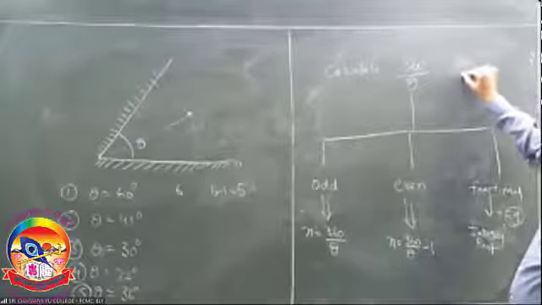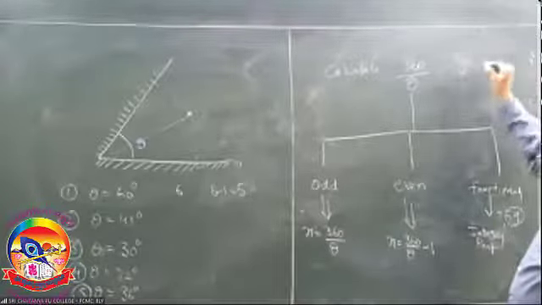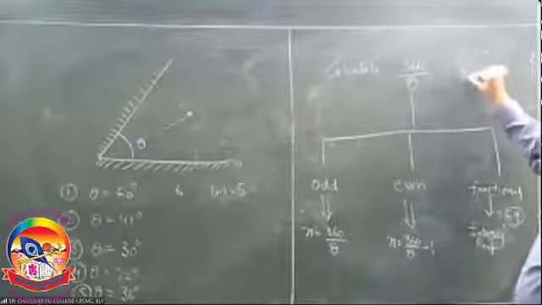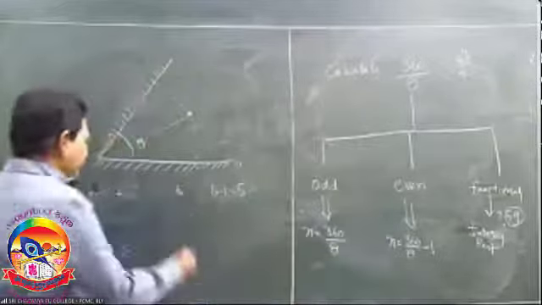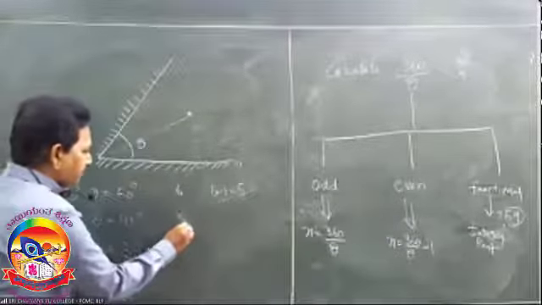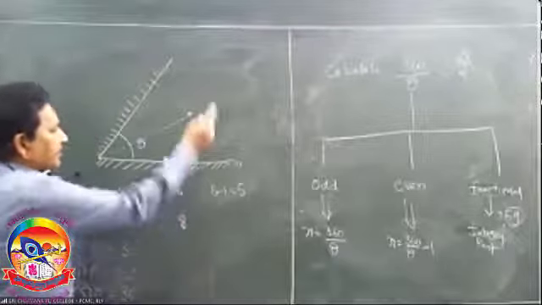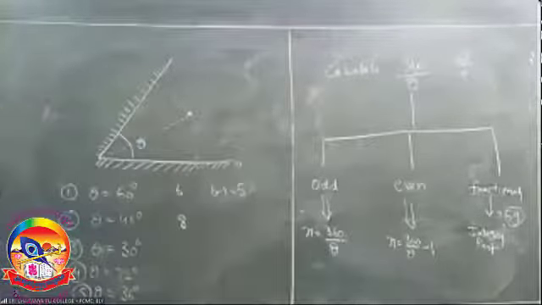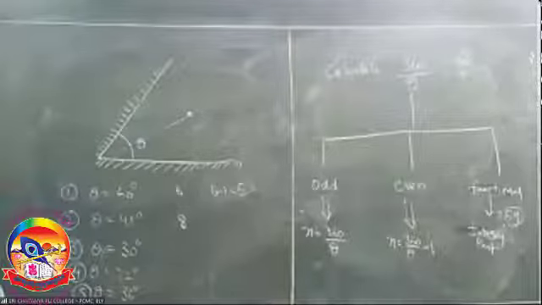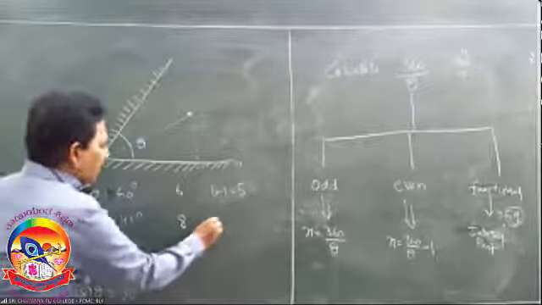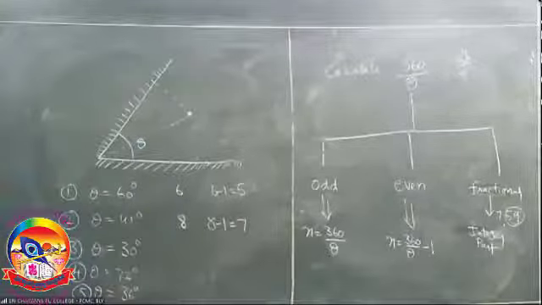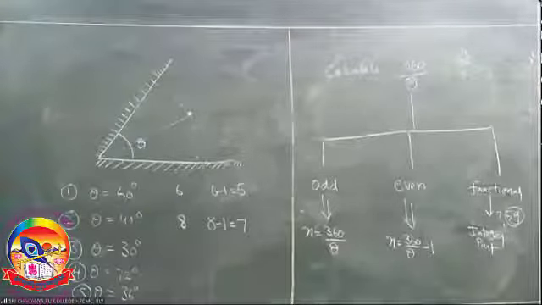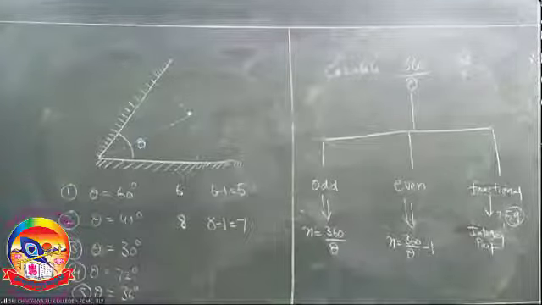9 4s are 36, 9 5s are 45. 40 by 5 means how many images will be formed? 8. Sorry, 360 by theta value is 8. 8 is odd or even or fraction? It is even, once again. How many images will be formed? 8 minus 1, that is equal to 7.